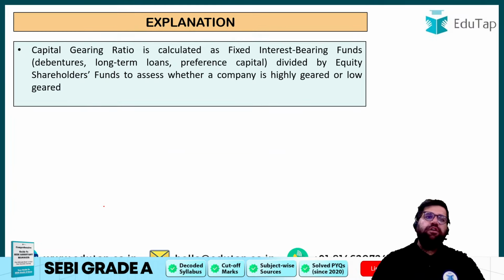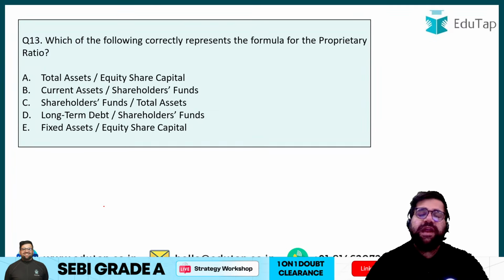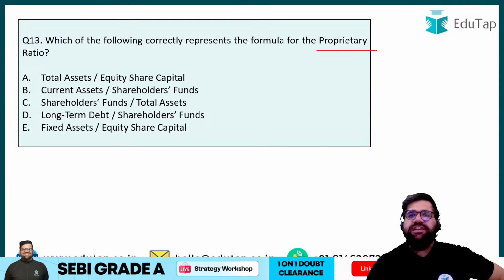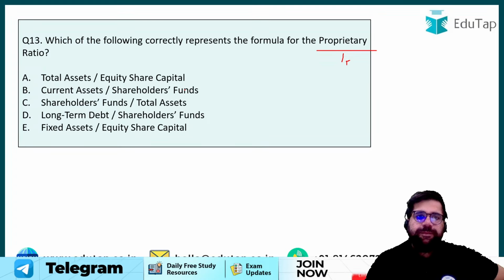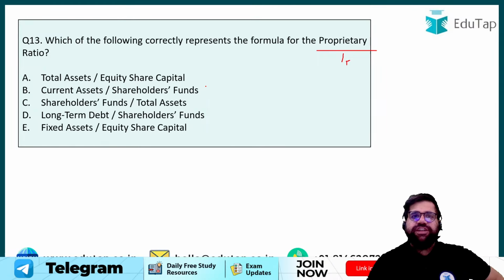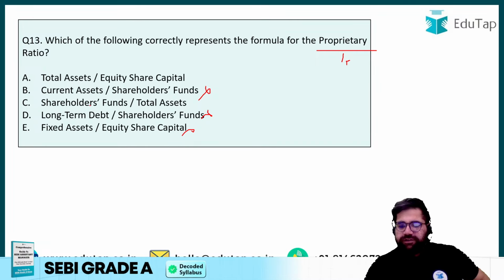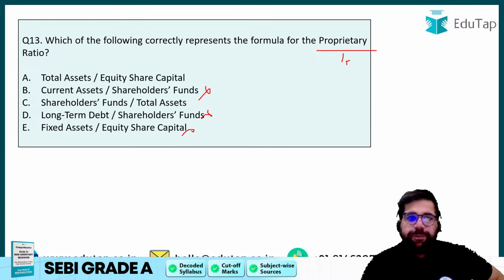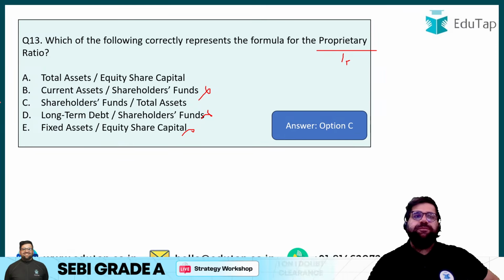Very good. Now we are moving ahead to question number 13. Which of the following correctly represents the formula of proprietary ratio? Proprietary ratio is the owner's ratio, right? So we will check shareholders fund in relation to the total assets over here. Total assets divided by equity share capital, current asset by shareholder fund, this is incorrect. Shareholder fund by total assets or long-term debt, no, long-term debt is not there. Fixed asset is also not there. So either your answer will be A or C. Proprietary ratio is in terms of shareholder funds and total assets. Therefore, the correct answer will be option C.